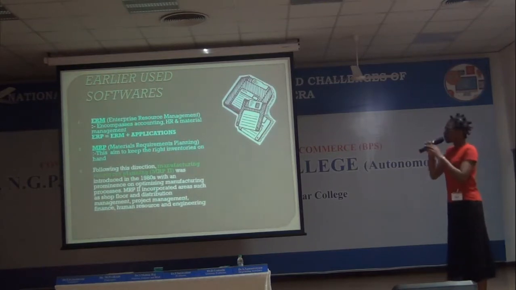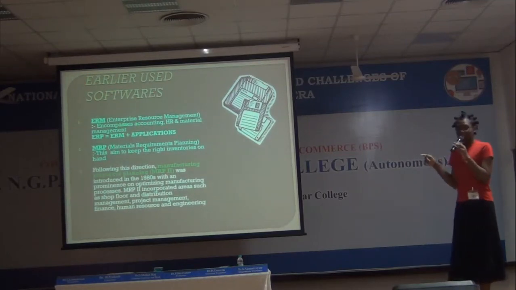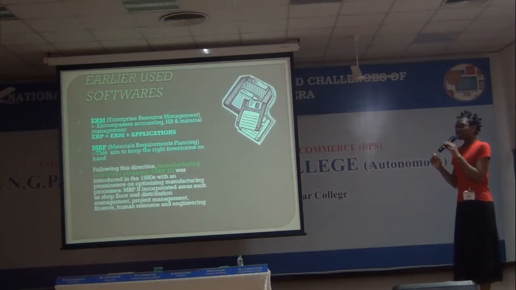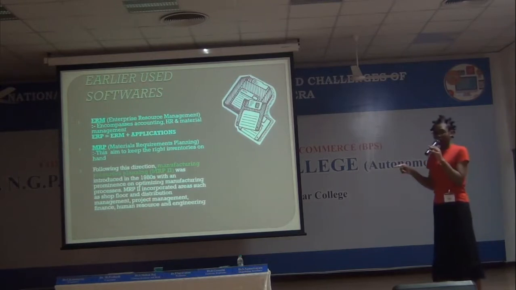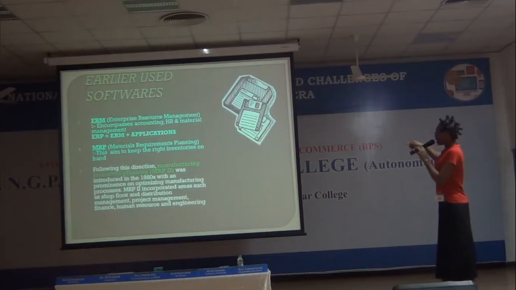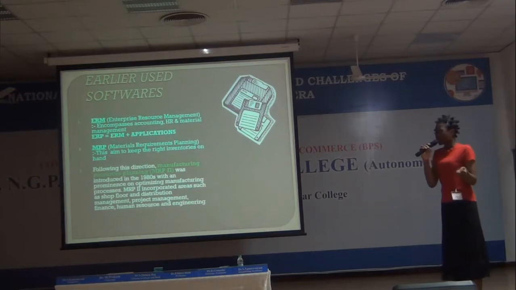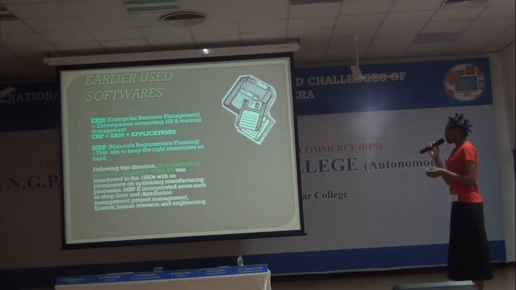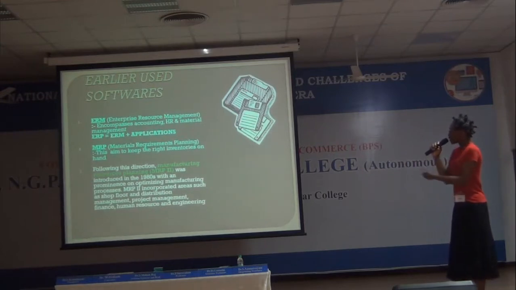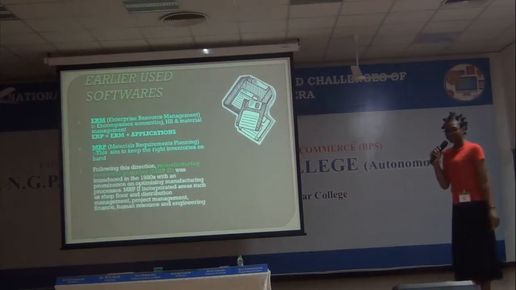But because of the drawbacks of material requirements planning, there was need for an upgrade. That gave rise to MRP2. This was an advancement of material requirements planning because it focused not just on inventory management or maintaining stock level, but it included areas like distribution management, project management, finance, human resource, and engineering. Next slide.